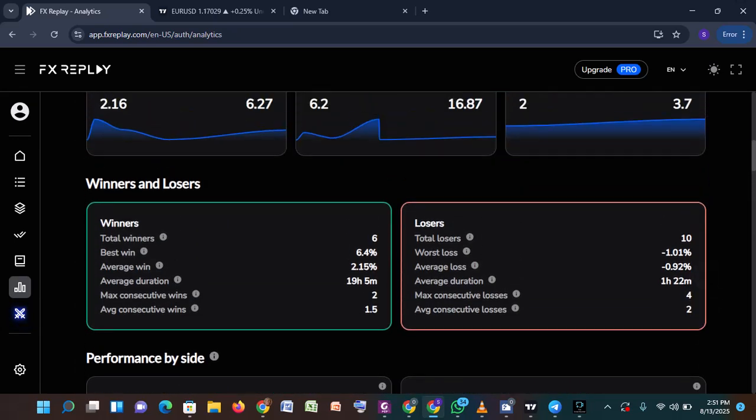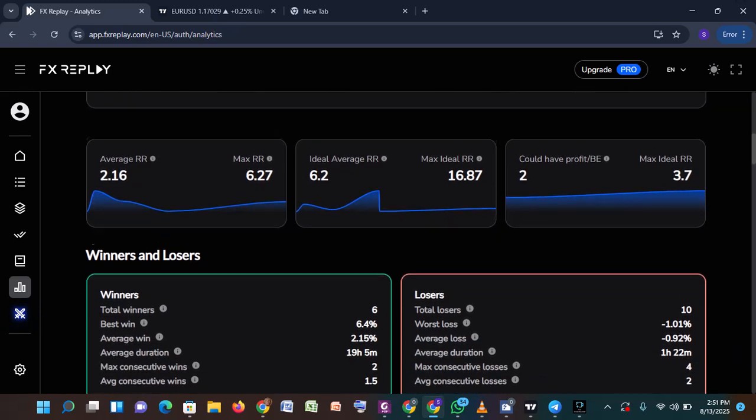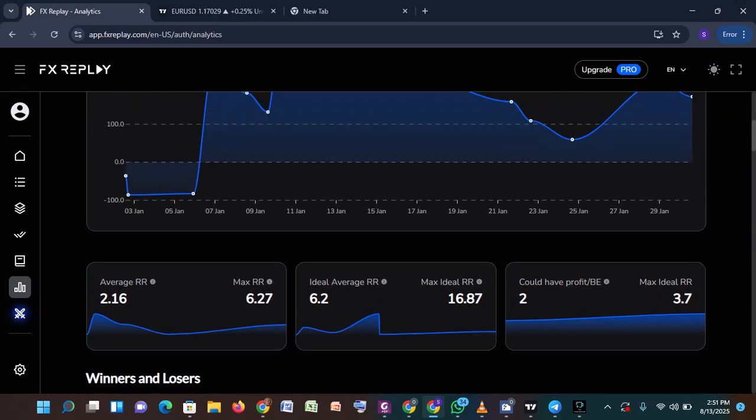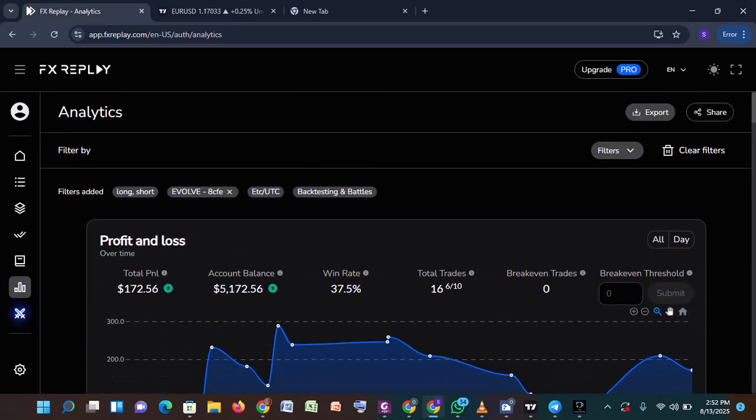So that's it. So you can see how risk reward can save you even if you have a low win rate. Even if you have low win rates, as long as you have good risk reward, you will still stay ahead. So that is it.